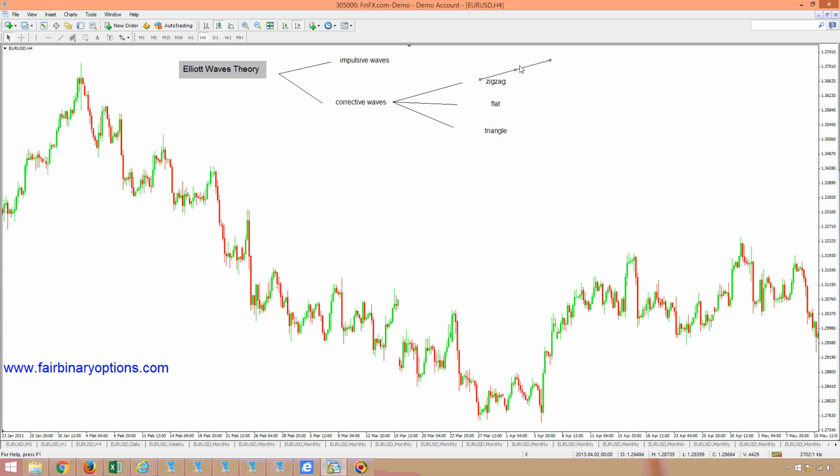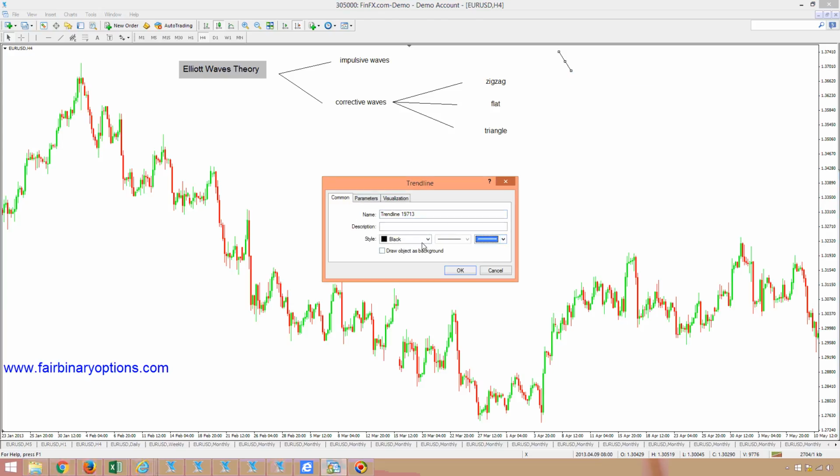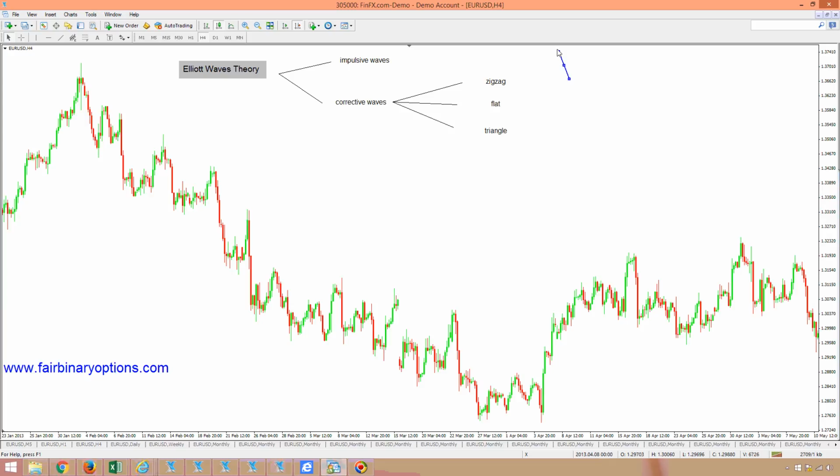You have a move to the downside. Let's go and illustrate it in here. Let's make it a bit different so that we know that we actually illustrate a corrective wave. A and B and C. This is being called a zigzag. A triangle looks like this. A and the B wave and the C wave and the D wave, wave E, and then the triangle breaks to the upside. And then a flat, it is represented like this.